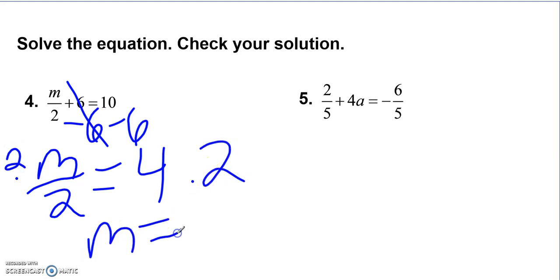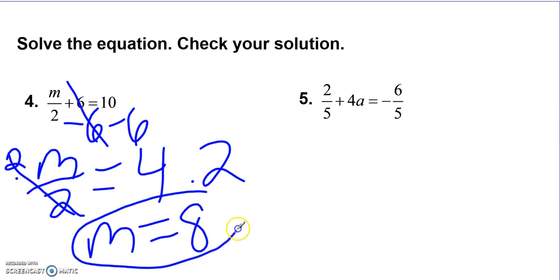So m equals 4 times 2 is 8. And then it says to check your solution. Can you please do that on your own? Please plug in 8 for m and see if 10 equals 10. And if it doesn't, please let me know because I did something wrong.